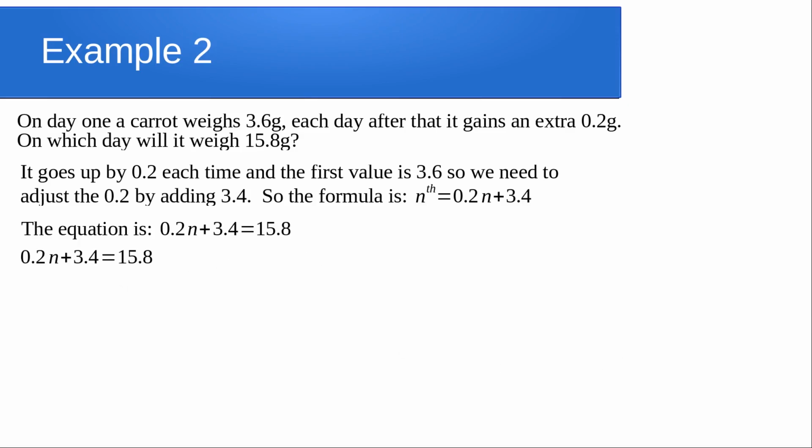So if I want to go about solving this formula, the first thing I'm going to do is subtract 3.4 from both sides to get 0.2n equals 12.4. Then I need to divide by 0.2 to get n equals 62. So it's on day 62 that the carrot weighs 15.8 grams.